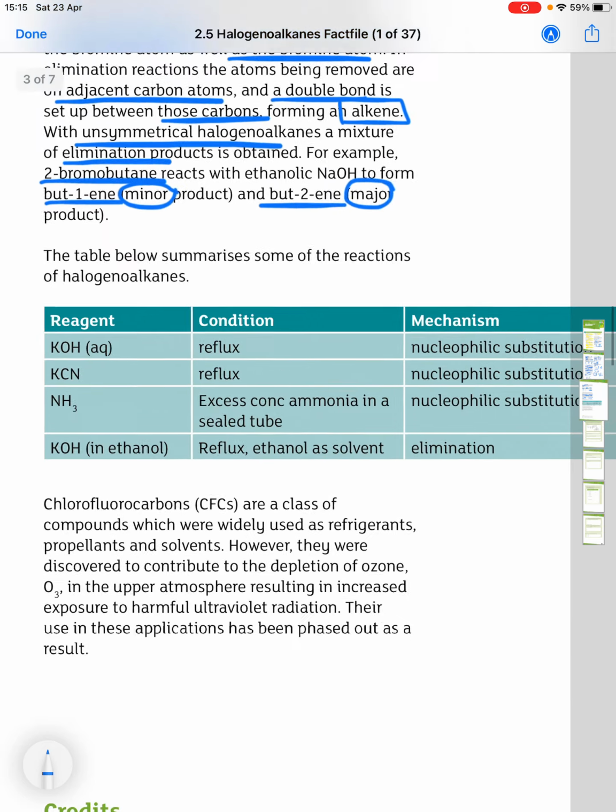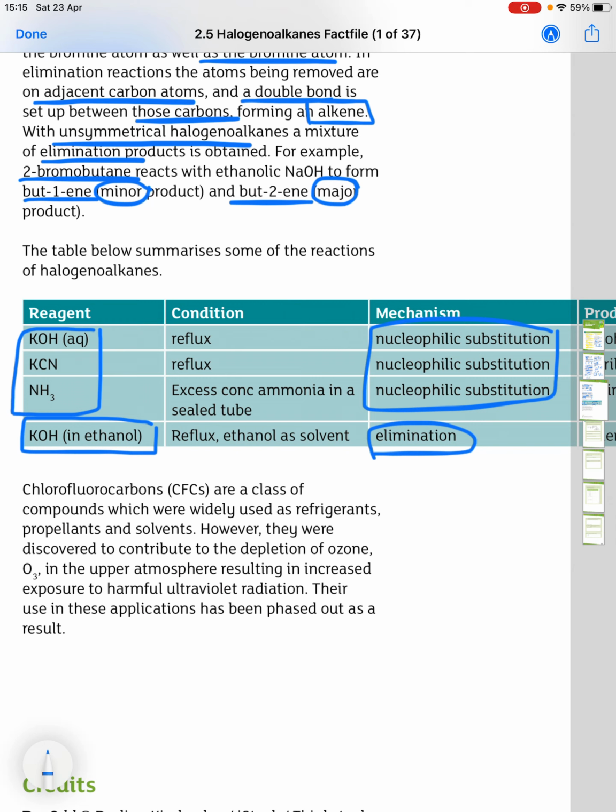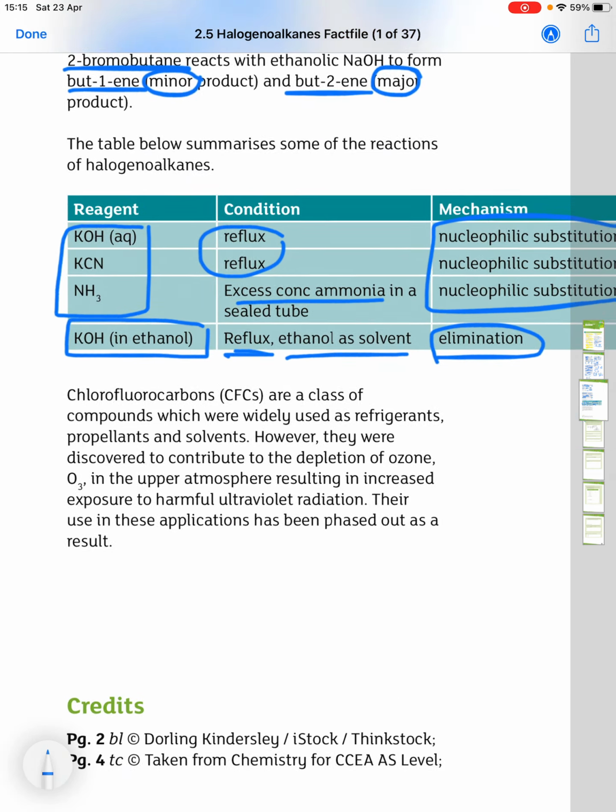So the table summarises some of the reactions of the halogenoalkanes. We see that with potassium hydroxide, potassium cyanide, and with ammonia, these are all nucleophilic substitution reactions, but with ethanolic potassium hydroxide, it's elimination. The conditions for the first two, the hydroxide and the cyanide, are reflux. With the ammonia, you need excess concentrated ammonia in a sealed tube, and finally, with ethanolic potassium hydroxide, it's under reflux with ethanol as the solvent.